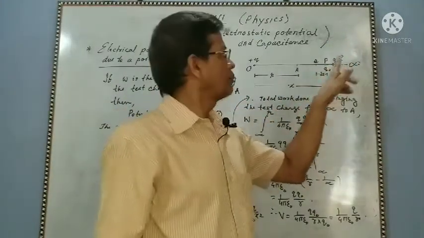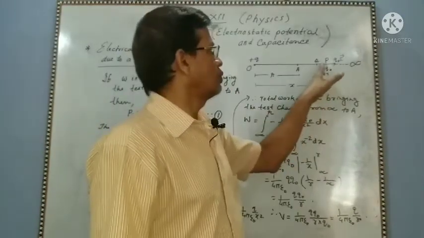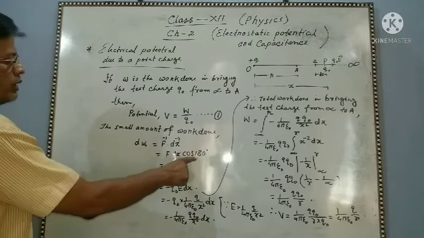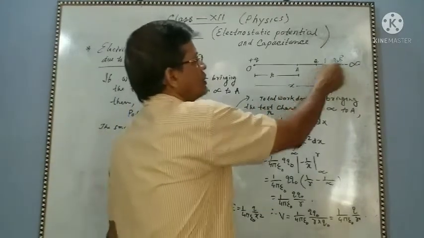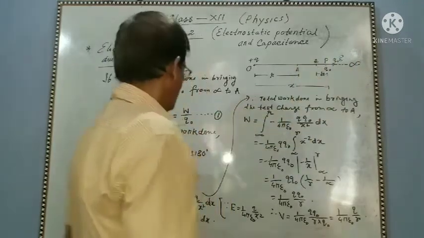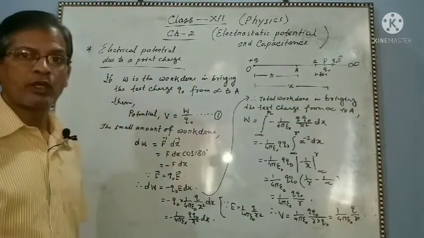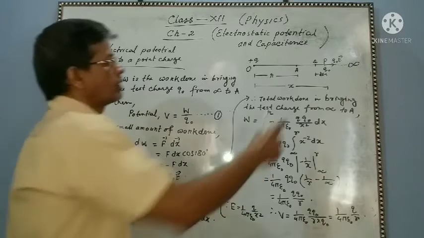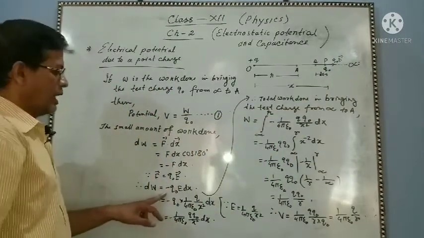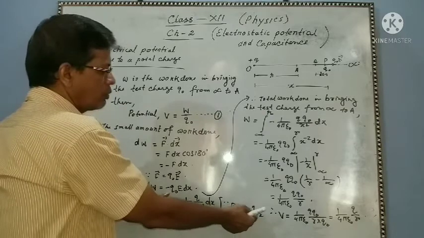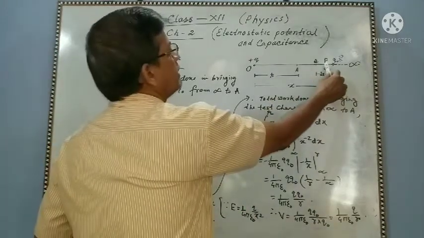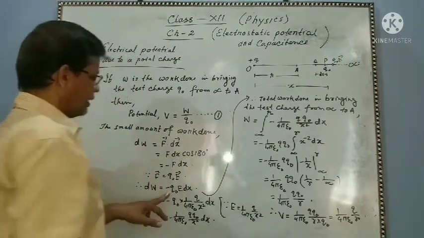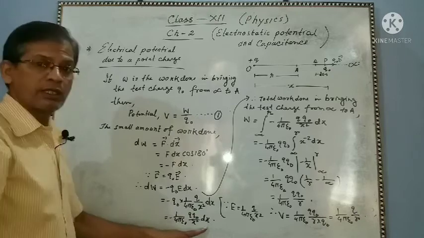When the test charge is taken through a very small displacement dx, from P to Q, then what will be the work done? dW equals F dot dx. Here the angle is 180 degrees because the force is in this direction and the displacement is in this direction. So cos 180 means minus 1. And F is Q naught into E, put here. And what is E? E equals 1 by 4 pi epsilon naught Q by x square. The electric field at point P is E equals 1 by 4 pi epsilon naught Q by x square. So put here, we are getting this.